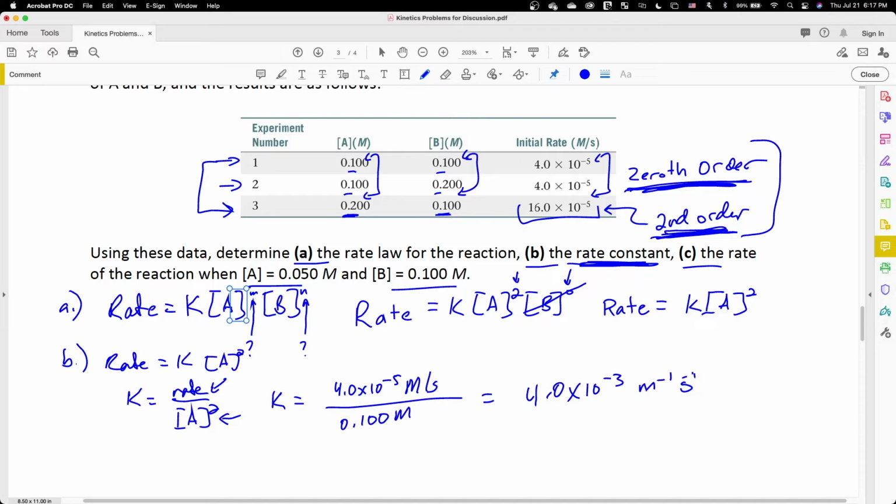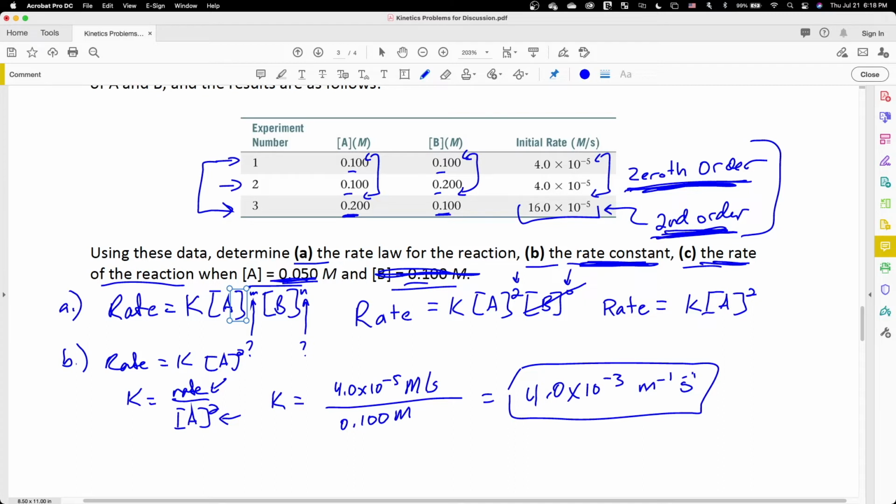So now, knowing that we have the rate constant, right? This is the rate constant. Part C asks, what is the rate when the reaction has 0.05 molar A and 0.1 molar B? Well, the great news is we don't even care about B, because the rate is independent of B's concentration. So all we care about is this number here.